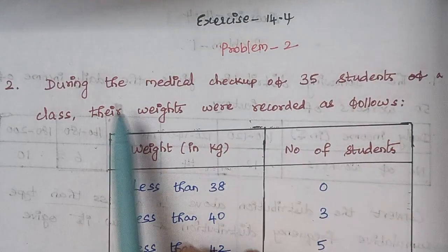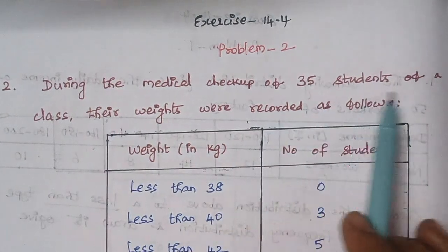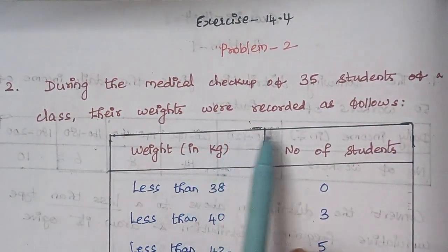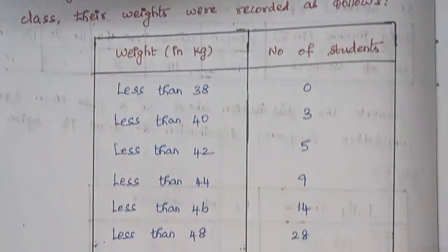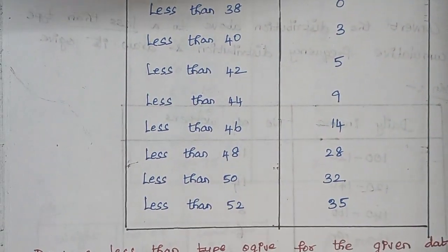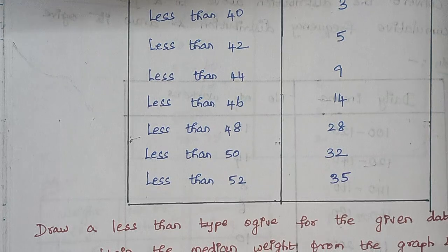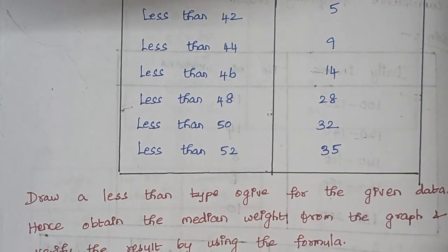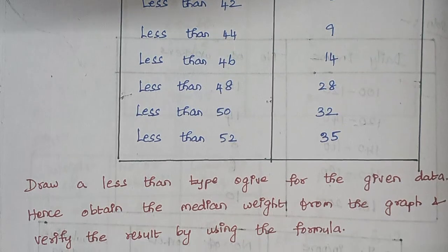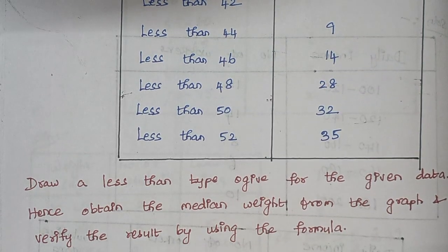Problem 2. During the medical checkup of 35 students of a class, their weights were recorded as follows. So this is the tabulation which is given. And the next thing is draw a less than type ogive for the given data. Hence, obtain the median weight from the graph and verify the result by using the formula.